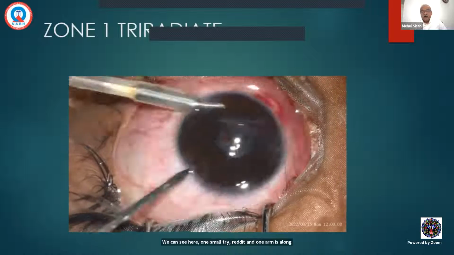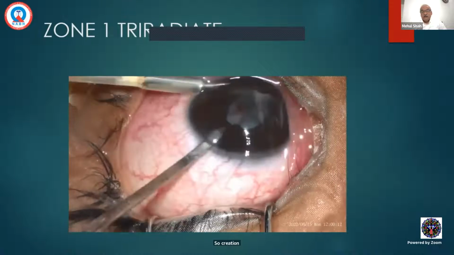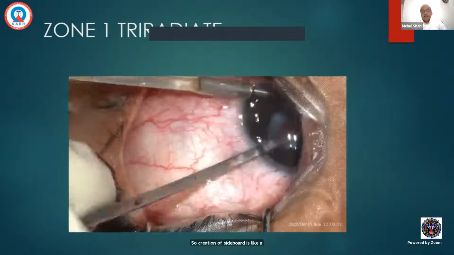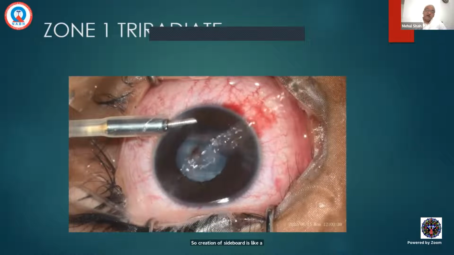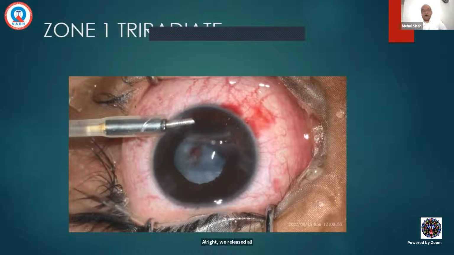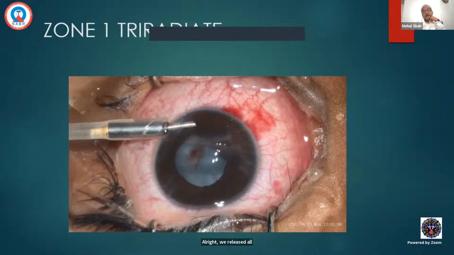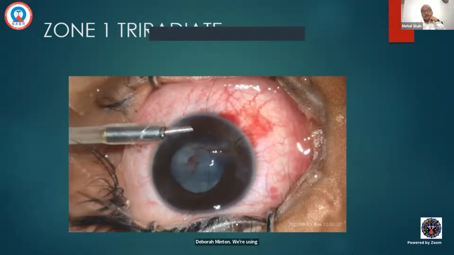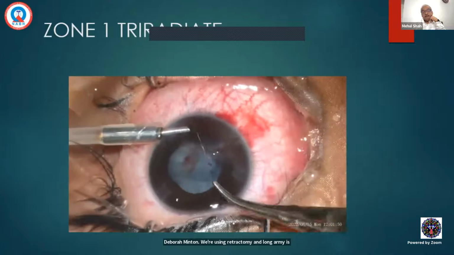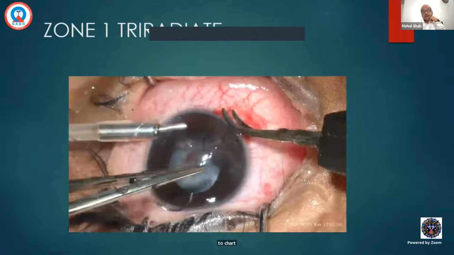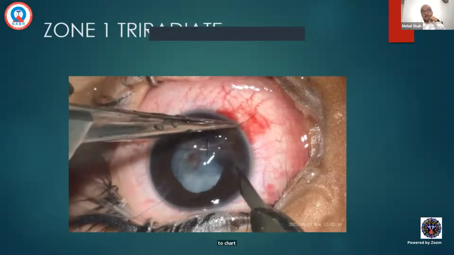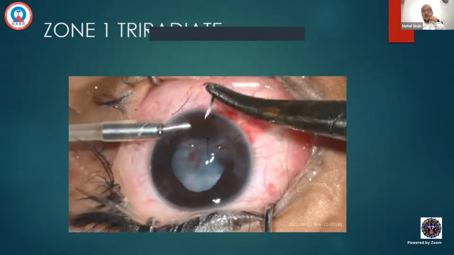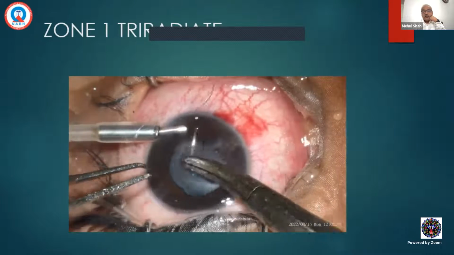So creation of a side port is done, we released all uveal tissue. Debridement done using vitrectomy, and the long arm is sutured. And the shorter arms are also sutured for the linear components.